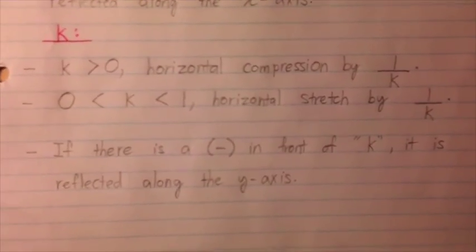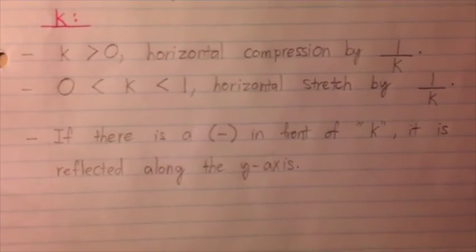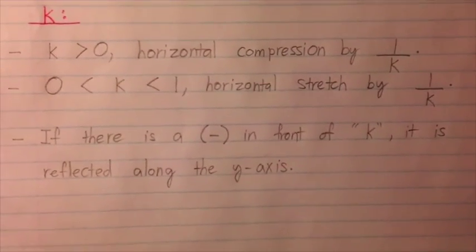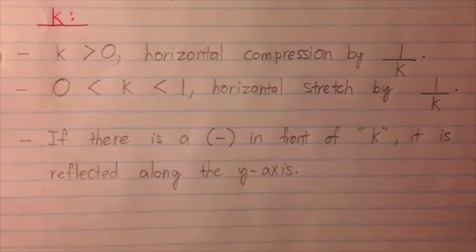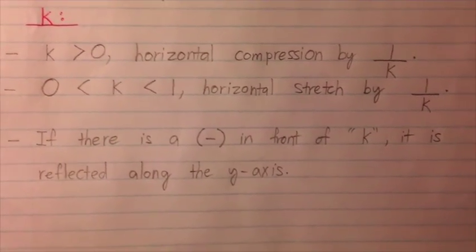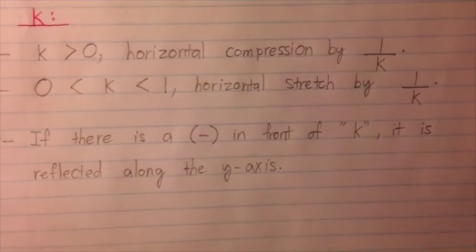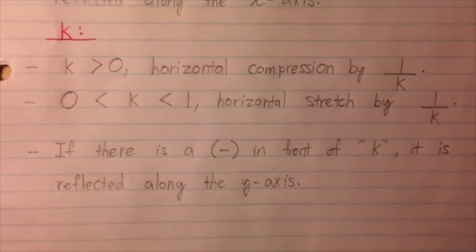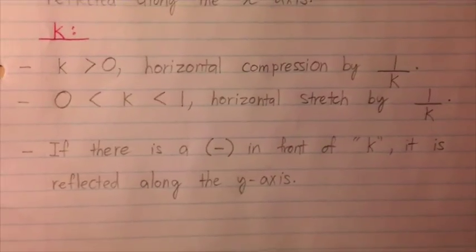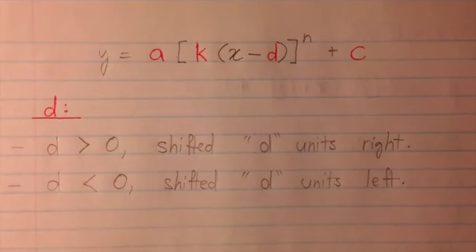Now, let's talk about the parameter K. When K is greater than 1, there is a horizontal compression by a factor of 1 over K. And if K is greater than 0 but less than 1, there is a horizontal stretch by a factor of 1 over K. If there is a minus sign in front of the K, it has been reflected along the y-axis.